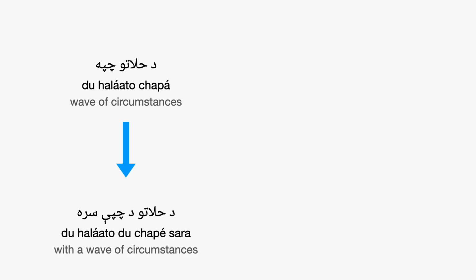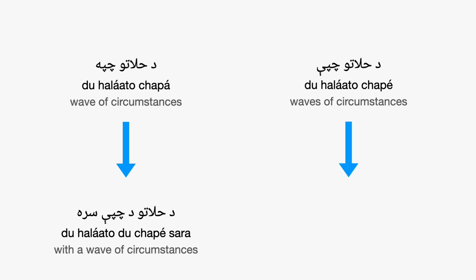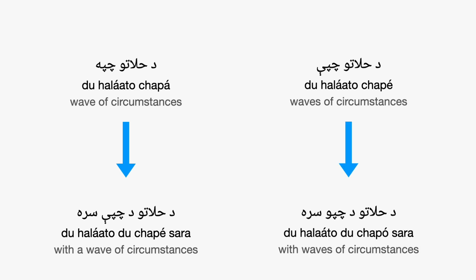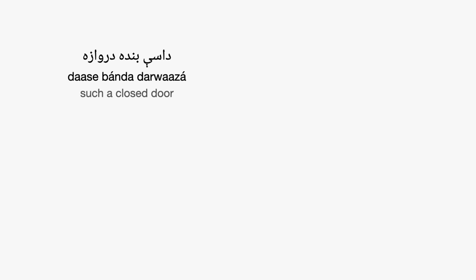We can take a lot of the lines in his poem and try to make them plural and see how this works. For instance, the wave of circumstances is going to be the halato de chape sara, like he said. But what if this were plural waves to begin with? Now, see if you can stick this in the sandwich. How would you do that? You can pause the video and try. It is the halato de chapo sara. Notice the possessive is hanging outside of the sandwich. It doesn't change, but we will have to use a double inflection to get the chapi, the plural waves, into the sandwich, chapo.